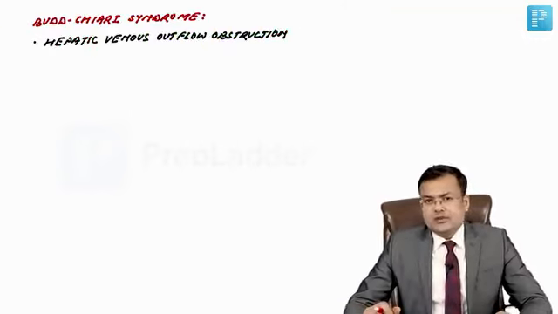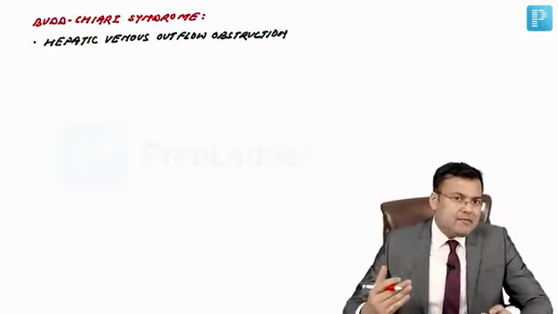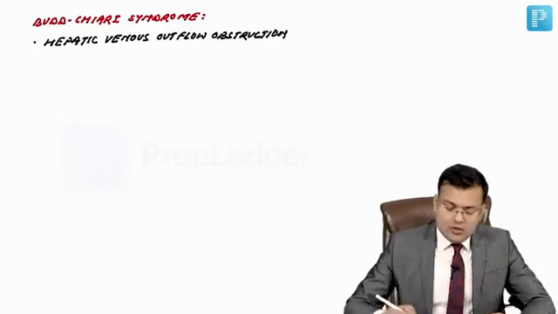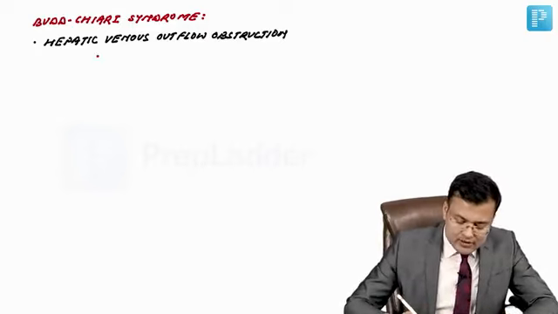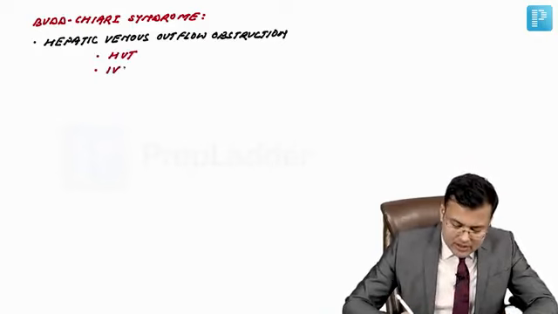What is Budd-Chiari syndrome? It is caused by hepatic venous outflow obstruction. Most common causes: hepatic vein thrombosis or IVC obstruction.